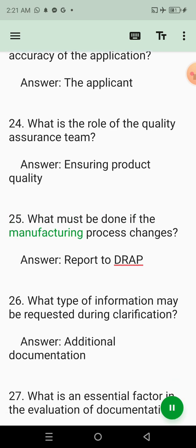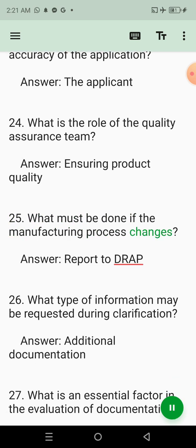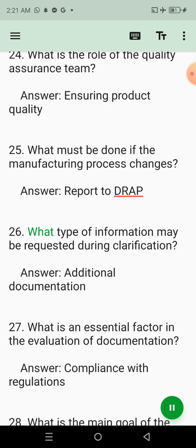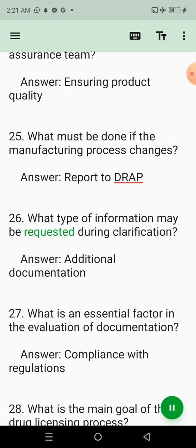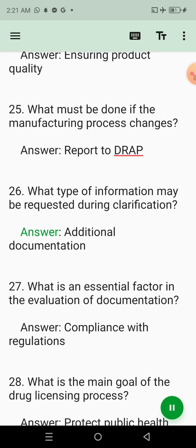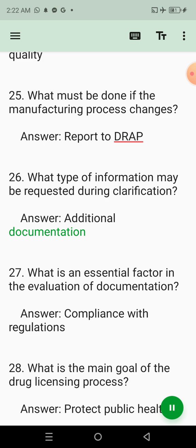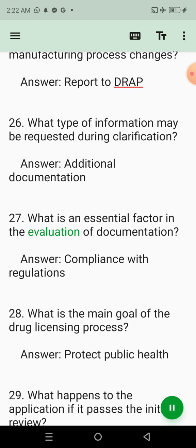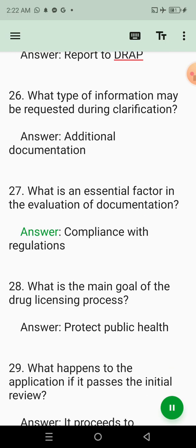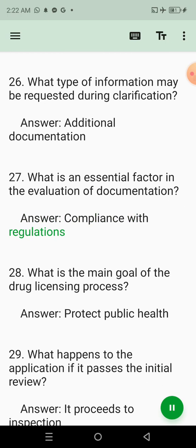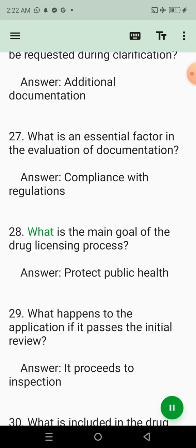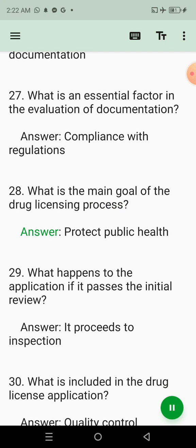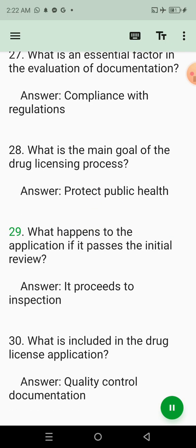25. What must be done if the manufacturing process changes? Answer: report to DRAP. 26. What type of information may be requested during clarification? Answer: additional documentation. 27. What is an essential factor in the evaluation of documentation? Answer: compliance with regulations. 28. What is the main goal of the drug licensing process? Answer: protect public health.